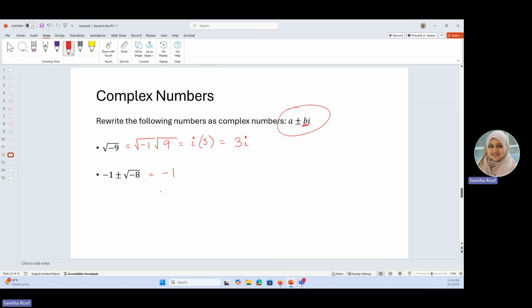Here we have -1. This part does not have any square root of -1, hence it just stays -1. Here though, we have a negative number under the square root, so that's square root of -1 and then square root of 8. Well, this becomes i, so we get -1 plus minus i square root of 8. 8 is not a perfect square, so we could keep our number like this. This is essentially two numbers. It's -1 plus i square root of 8, and then -1 minus i square root of 8.